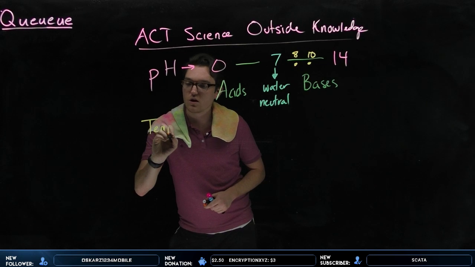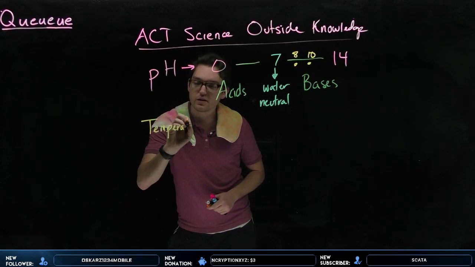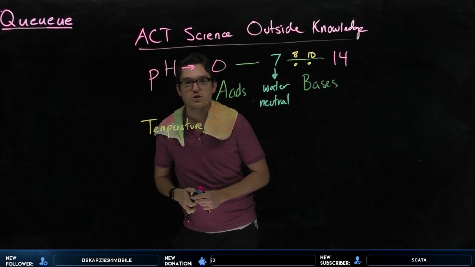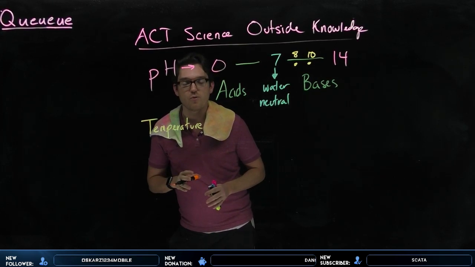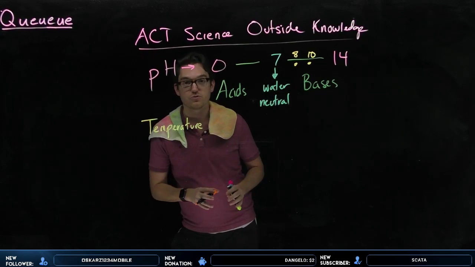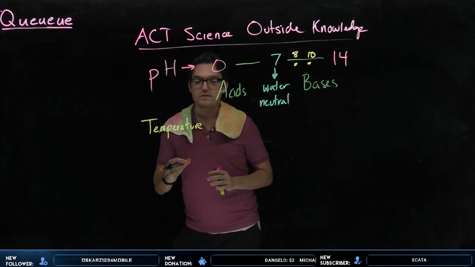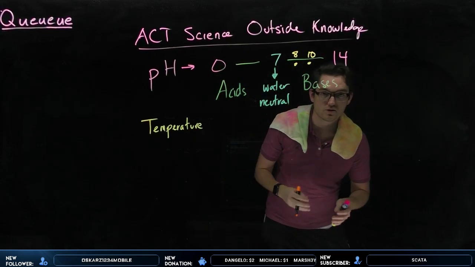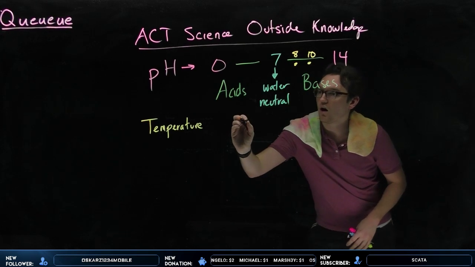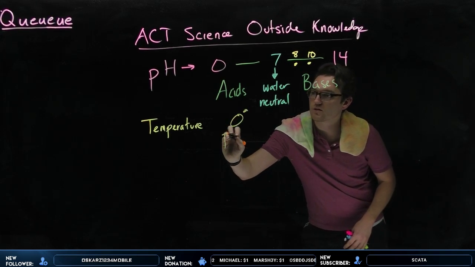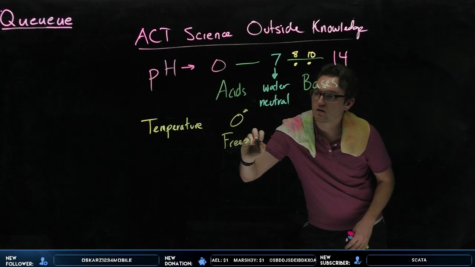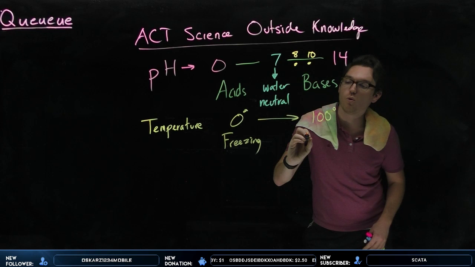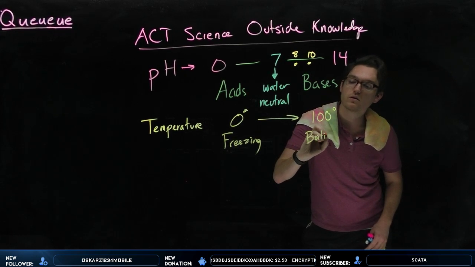In science, we use Celsius or centigrade for the temperature scale because it makes way more sense than Fahrenheit. Just a little bit of background. Fahrenheit, freezing point of water is 32, boiling point is 212. Some of the most random numbers in the world. In the Celsius scale, the important numbers, because you can be below zero, are 0 degrees is freezing point of water, and 100 degrees is boiling point of water.